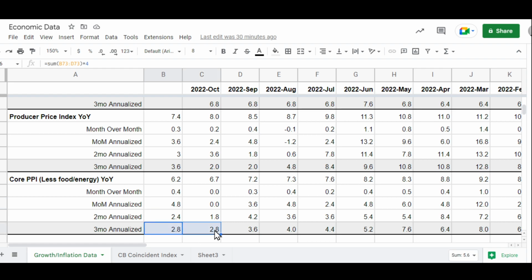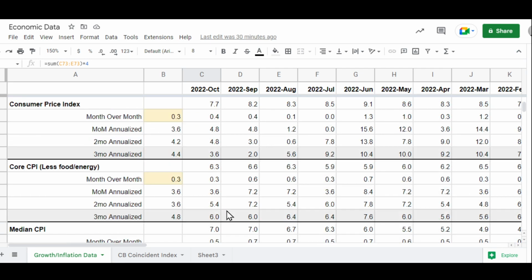While on a 3-month annualized basis, we broke even. And I think that's important because basically for 6 months, we've been declining in our 3-month annualized PPI rate of change, core PPI, I should say. And this is the first time in a really long time, I don't even know how far back, that the 3-month annualized rate of change is the same on a month-over-month basis. And I think that that's concerning.